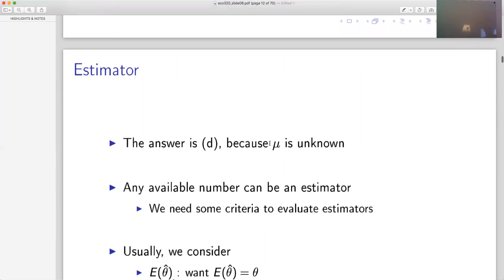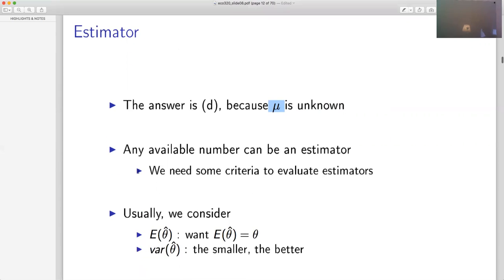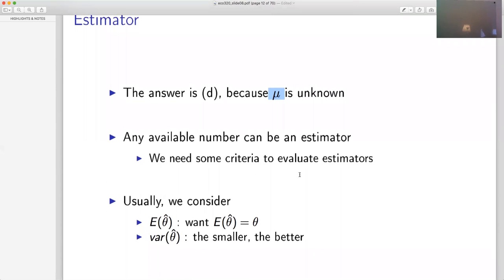The answer is D, because mu, the mean value, is from the population. That is unknown. We learned this in the previous chapter, because this notation is for the population average. But when you have an X bar, that is a sample average, right? So any available number can be an estimator. So we need some criteria to evaluate estimators.